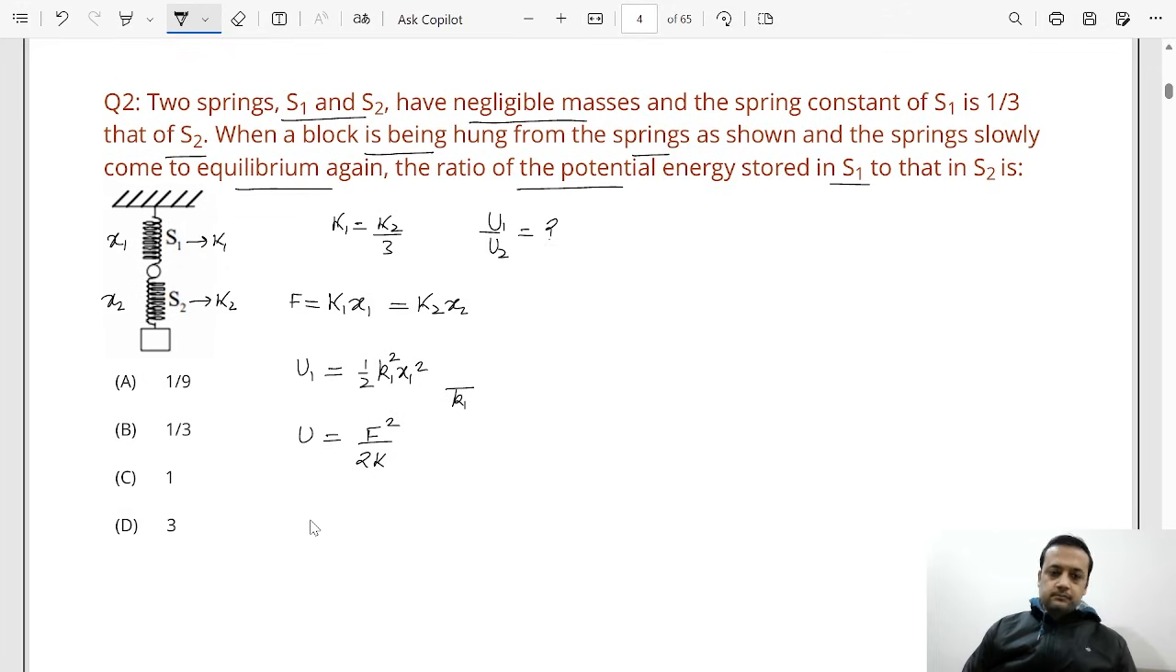Yes or no? Now look, force is same in both these springs, which means potential energy will be proportional to 1 by k for the constant force. That means U1 by U2 will be simply K2 by K1. Okay, so you can see, very easy question. And K2 by K1 from here is 3. That means option D will be the correct. Cool enough.